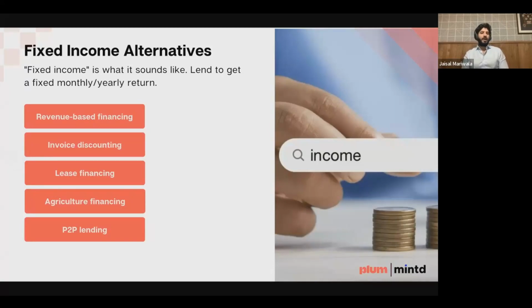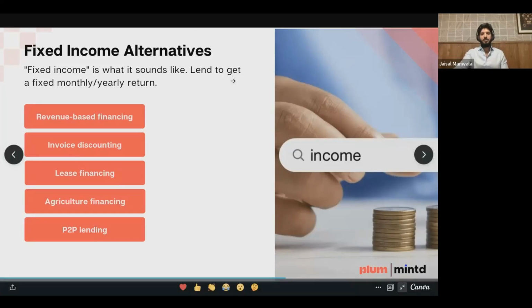Next is a broad category called fixed income alternative assets. And we're not going to dive into each of them, but fixed income is exactly what it sounds like, right? You invest or lend money to someone and they pay you a fixed income on it every month.